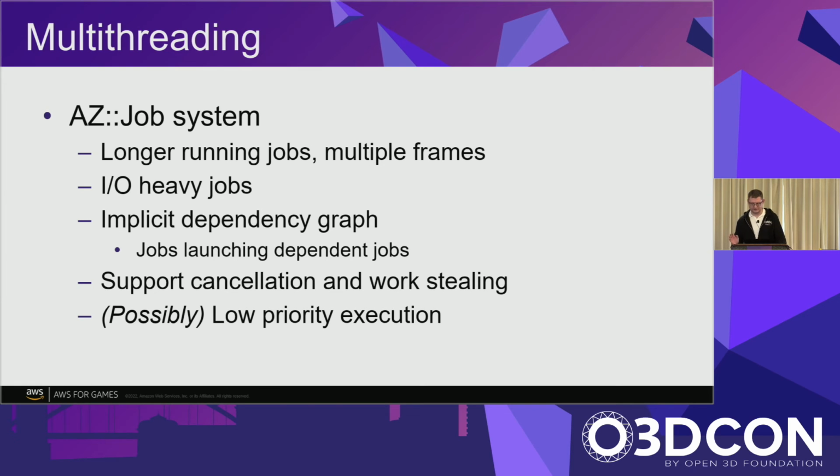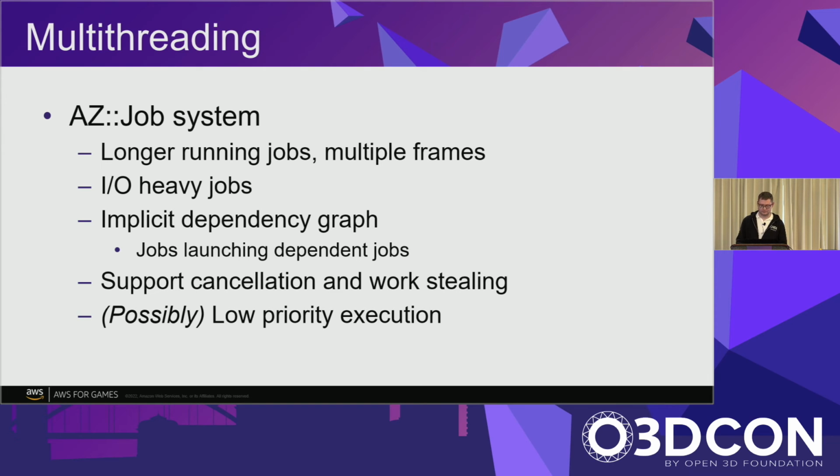In contrast to that, the AZ job system you would use for longer running jobs, which might potentially run over even multiple frames, like crunching large amounts of data. You'd use it for IO heavy jobs. Although you can build a dependency graph with jobs as well, you also have an option to keep adding more jobs within the job function body. So you have a more implicit dependency in this case.